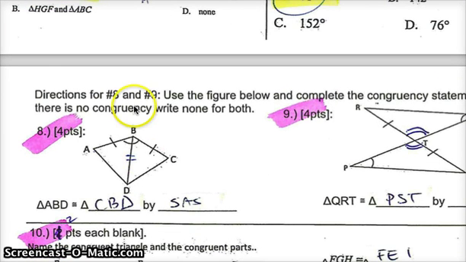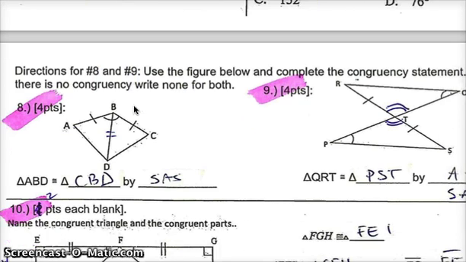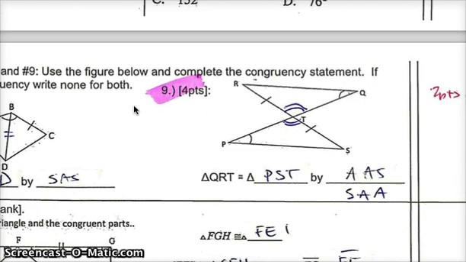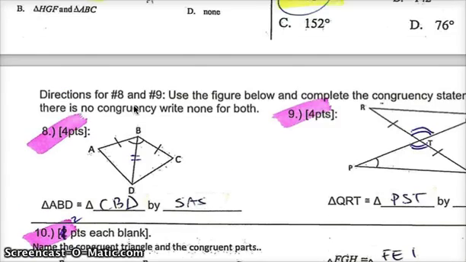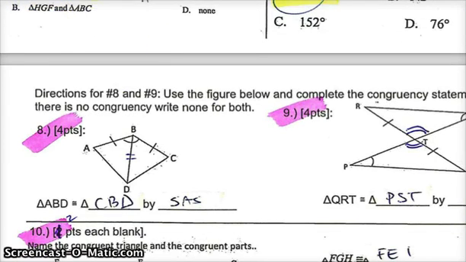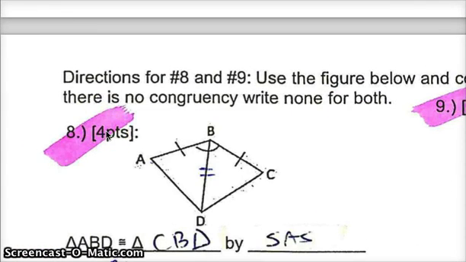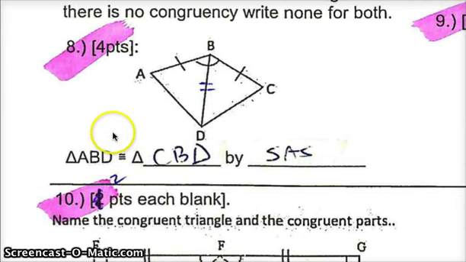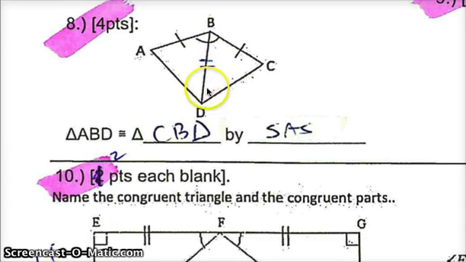Directions for 8 and 9. Use the figure below and complete the congruency statement. If there is no congruency, write none in both. So for question number 8, I have a missing or a hidden. Class, what is that? Reflexive, so you put your 2 marks there.